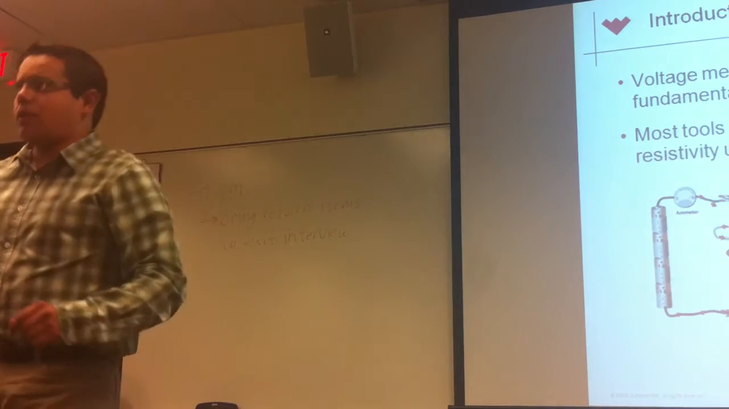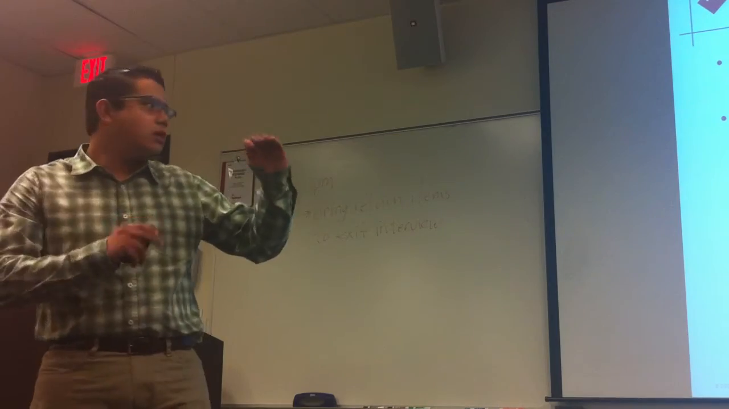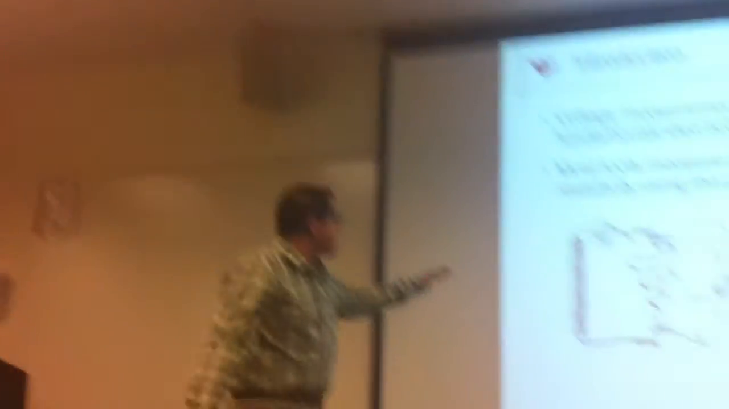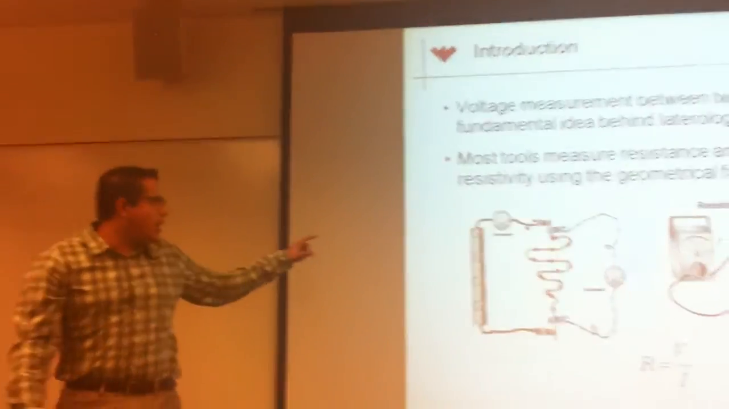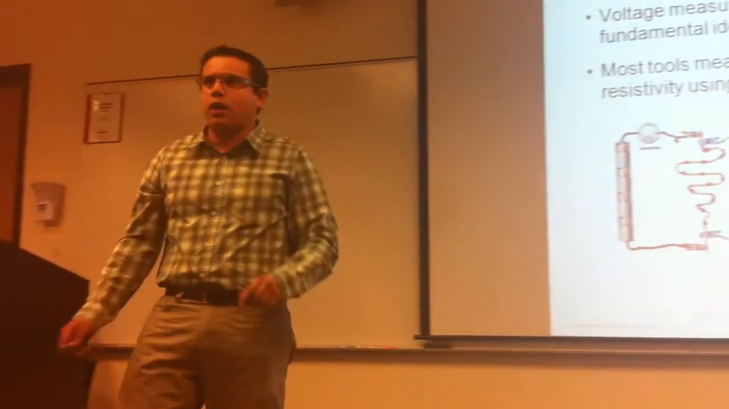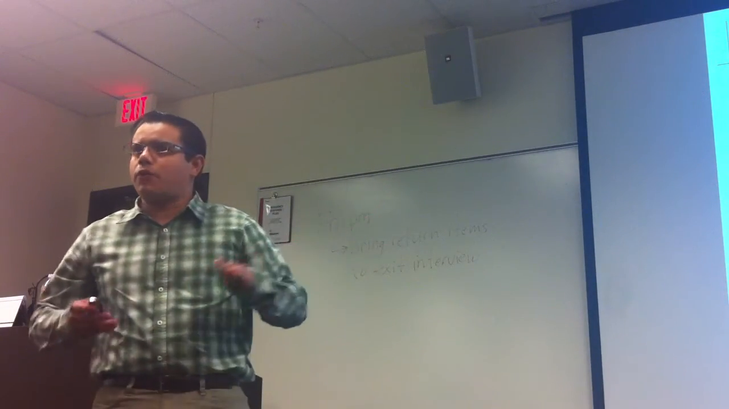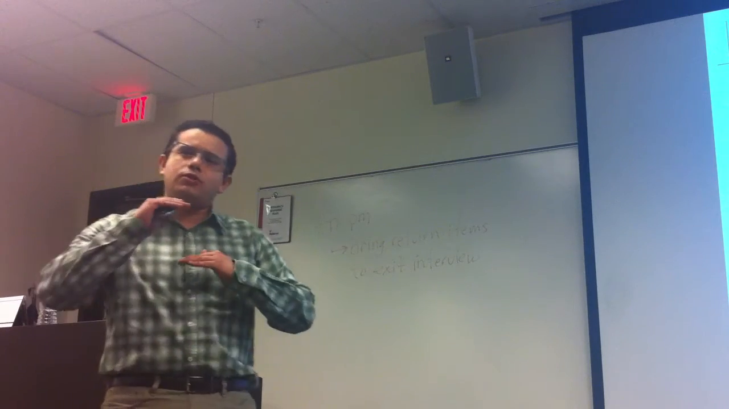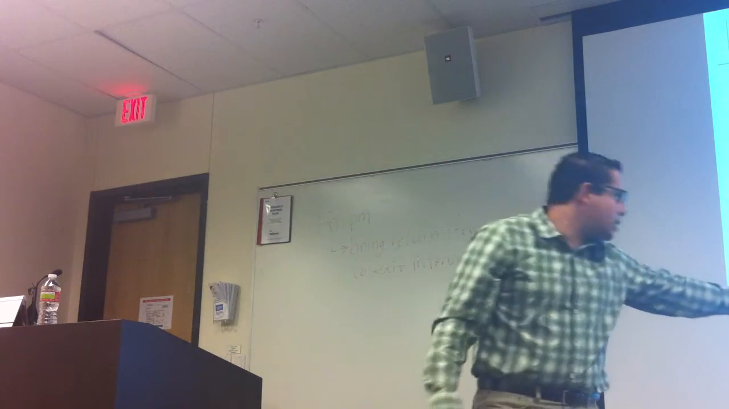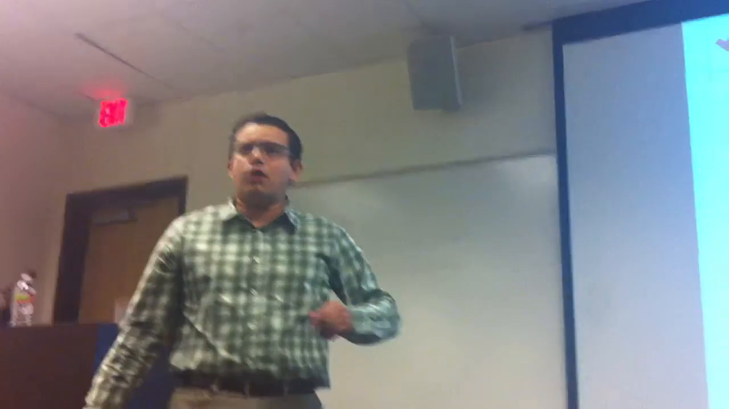The basic principle behind the Laterolog tool is measuring the voltage between two electrodes. So as you can see on this picture, what we are doing is we have an ammeter and a voltmeter measuring the voltage between 2 points of the wire. So that's the basic idea. What we do is we know how much current we are forcing into the formation. We measure what is the voltage that we have down there, and by Ohm's law, we can calculate the resistance of the formation.